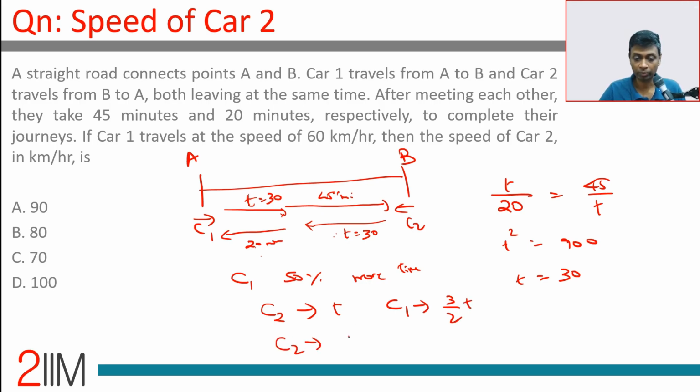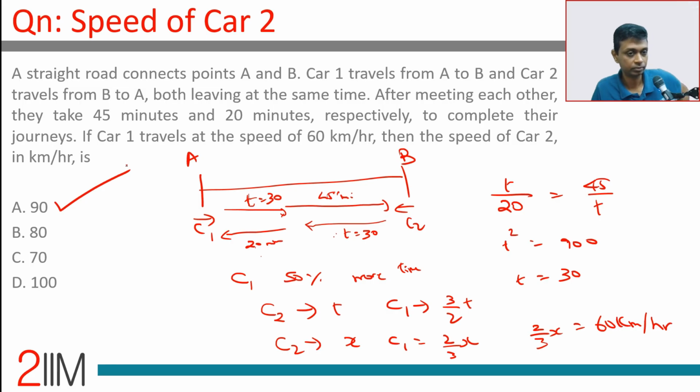If C2's speed were x, C1's speed will be 2 by 3x. 2/3 of x is 60 kilometers per hour. X is 60 into 3 by 2, 90 kilometers per hour.